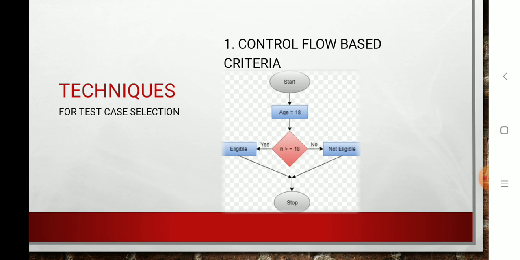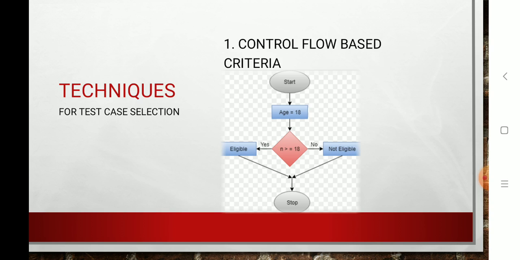So, in the above example, we are taking the age parameter, which will accept the value 18. If the age is greater than 18, the person is eligible. If it is less than 18, the person will not be eligible and the program will start.